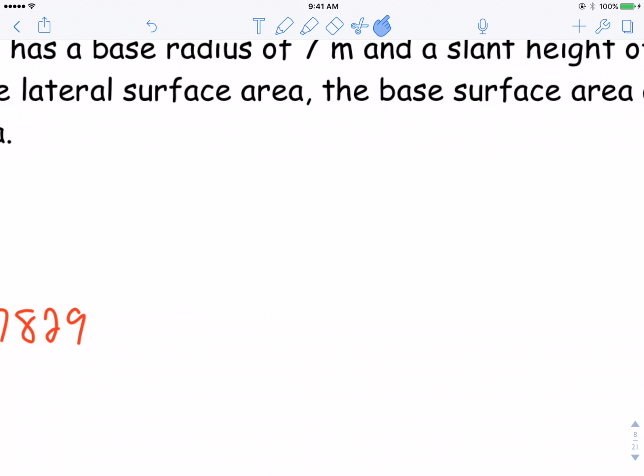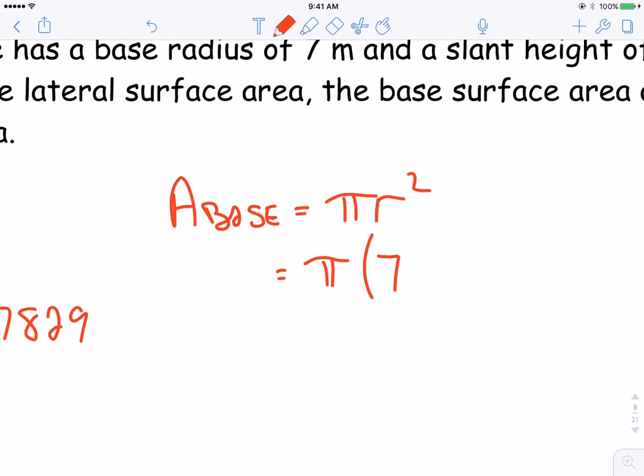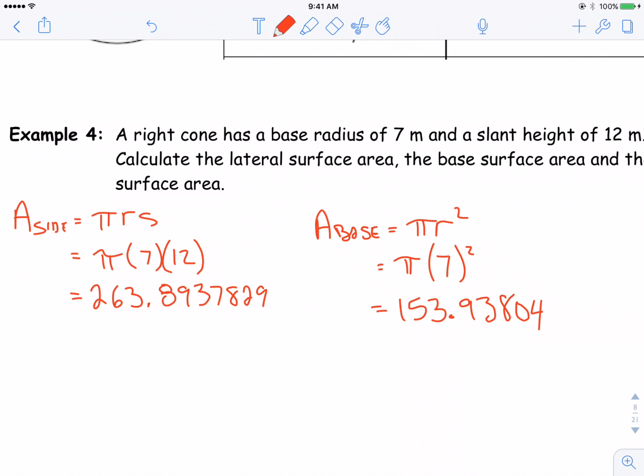Now I do the base surface area, which is just a simple circle, pi r squared, pi times my radius, which was 7 squared, which gives me 153.93804. There's my lateral area, my base area.